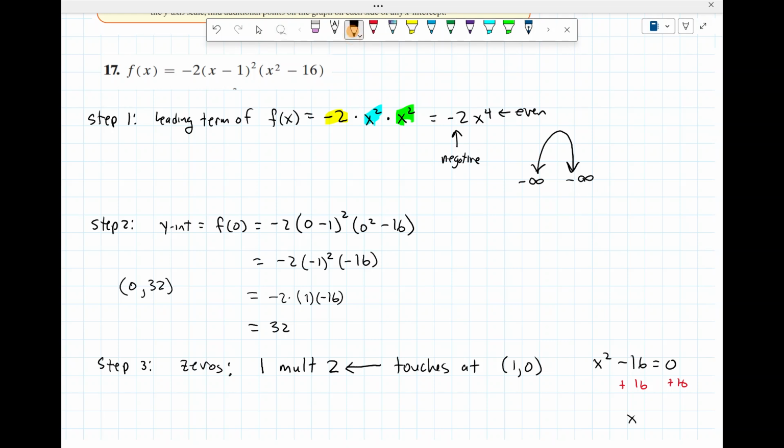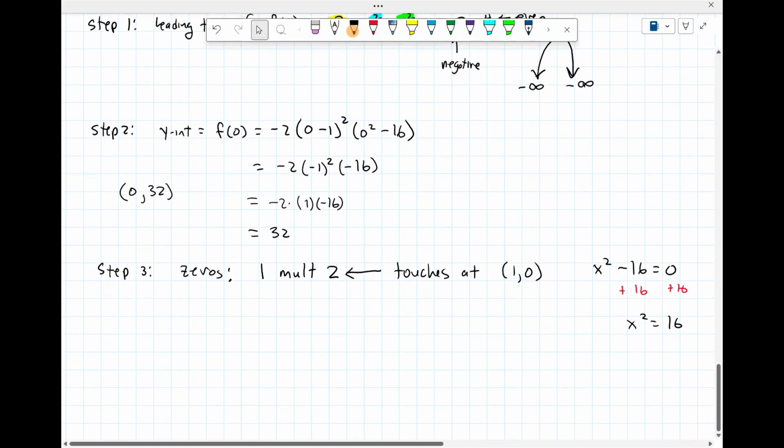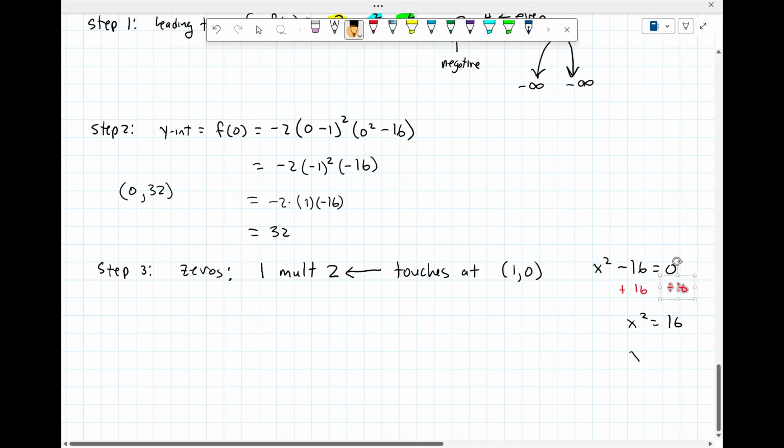So this will end up being x squared equals positive 16. I add 16 to both sides, and then I take my square root. Make sure whenever you take the square root of both sides of an equation, you add a plus or minus. And in this case, the square root of 16 is actually a whole number. So we have plus or minus 4.